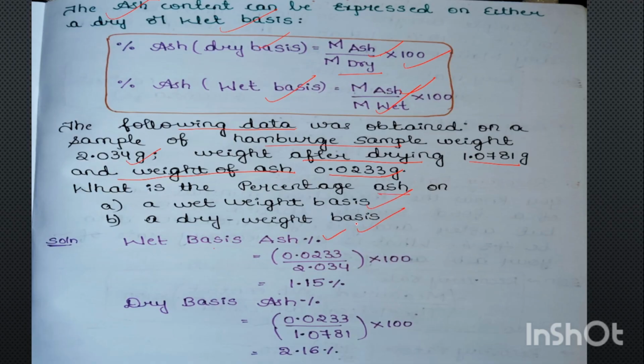Wet basis ash percentage is equal to the weight of the ash, which is common for both, divided by the weight of the wet sample, that is 2.034, times 100. We get the percentage on wet basis as 1.15%. Dry basis ash percentage is equal to weight of the ash, that is 0.0233, divided by weight of the dry sample, that is 1.0781 grams, times 100. Then we get the dry basis ash percentage as 2.16%.